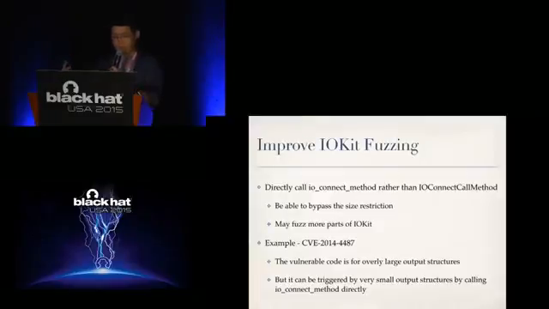But the problem is, if you want to exploit this bug, you need to do some heap spray and heap feng shui. That means you need to put the memory into a smaller zone, not larger than 4 kilobytes, must be in a smaller kalloc zone. So if you call the IOConnectCallMethod function, you will not be able to reach the bug. You need to call the low-level function. Then you can reach the bug, bypass the size restriction, and exploit the bug.